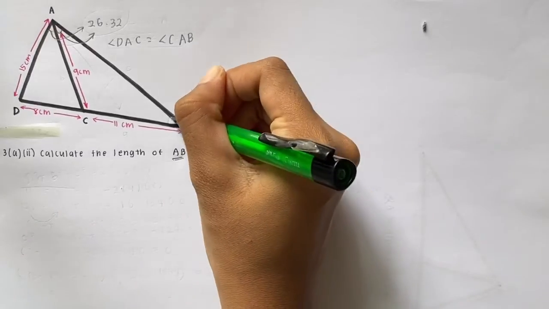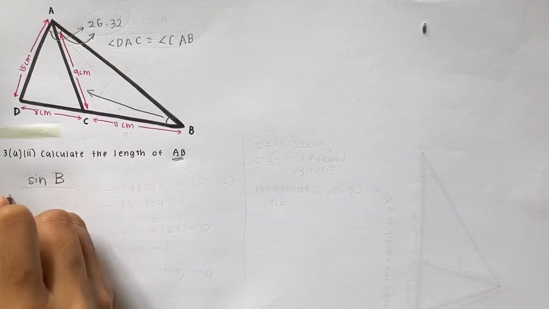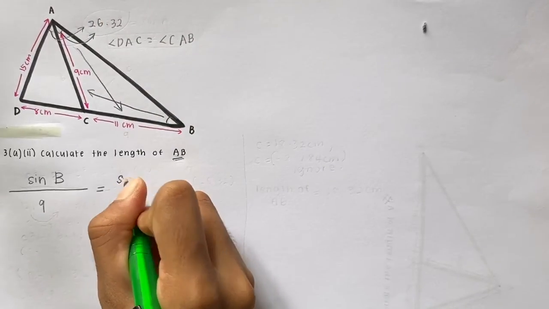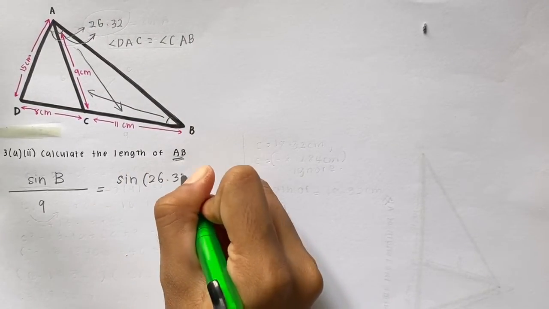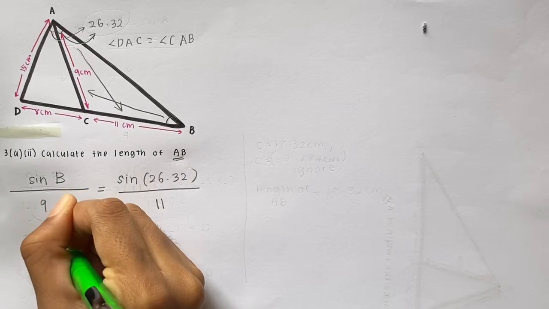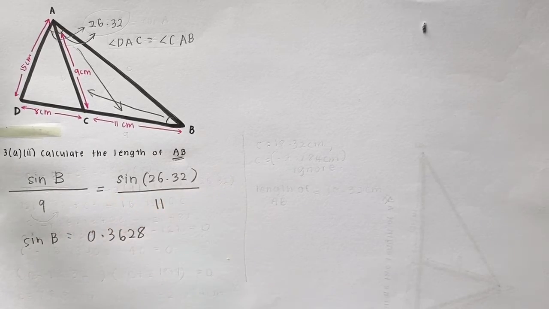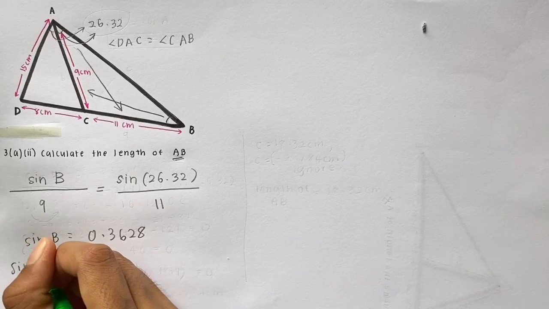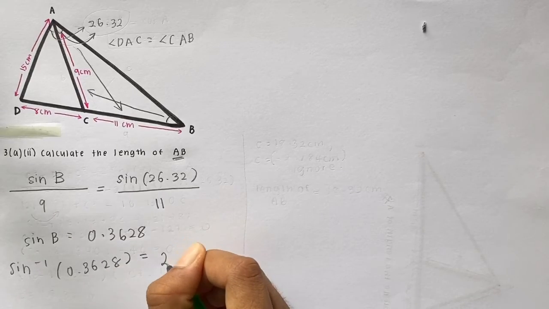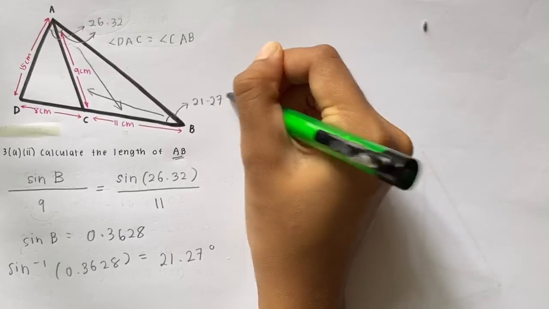First of all, find the angle of ABC. Let's use sine rule formula. Sin B over 9 equals to sin 26.32 over 11. Sin B is equal to 0.3628. Shift sin 0.3628 is equal to 21.27. So the angle of ABC is equal to 21.27.